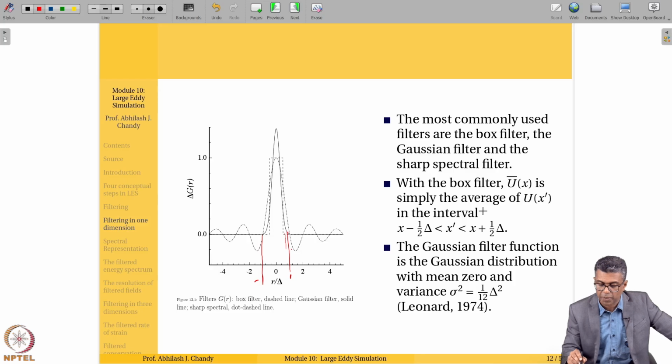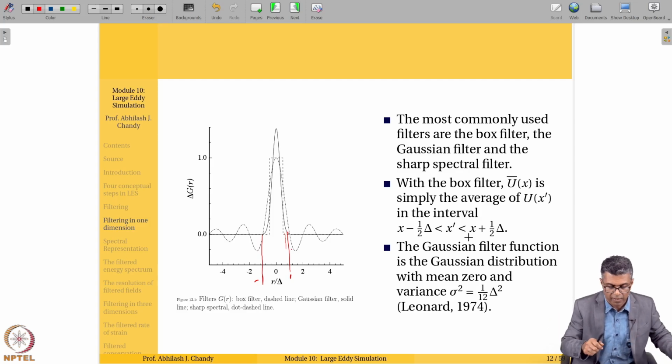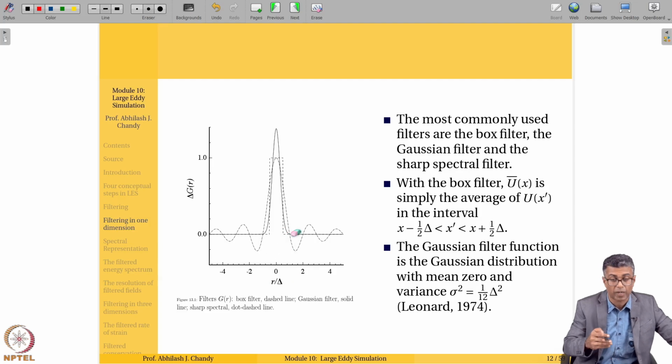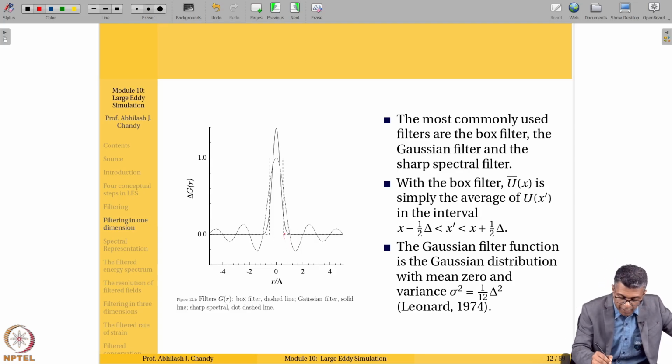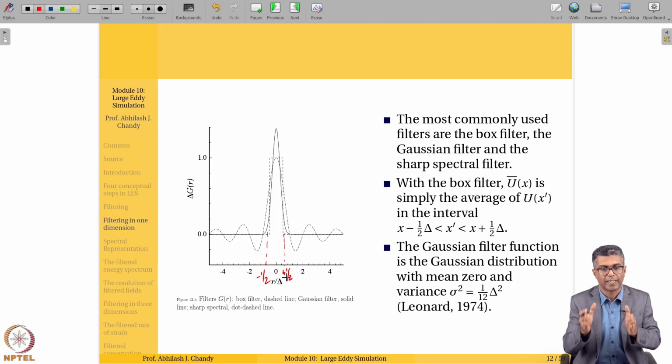So with the box filter, u bar of x is simply the average of u of x prime in the interval, so you will have x prime going from x plus half delta to x minus half delta. So that's how you get a full delta there. All right. I'm sorry, I made a mistake here. This is actually not 1 to minus 1, this is half to minus half. So your r over delta goes from minus half to half, right? That is when you will have a full delta. That is when you will have a filter width. Earlier, the way I showed from minus 1 to 1, it would be 2 delta. That's not the case. That was a mistake. This is minus half delta to delta over 2. So that becomes a full delta.